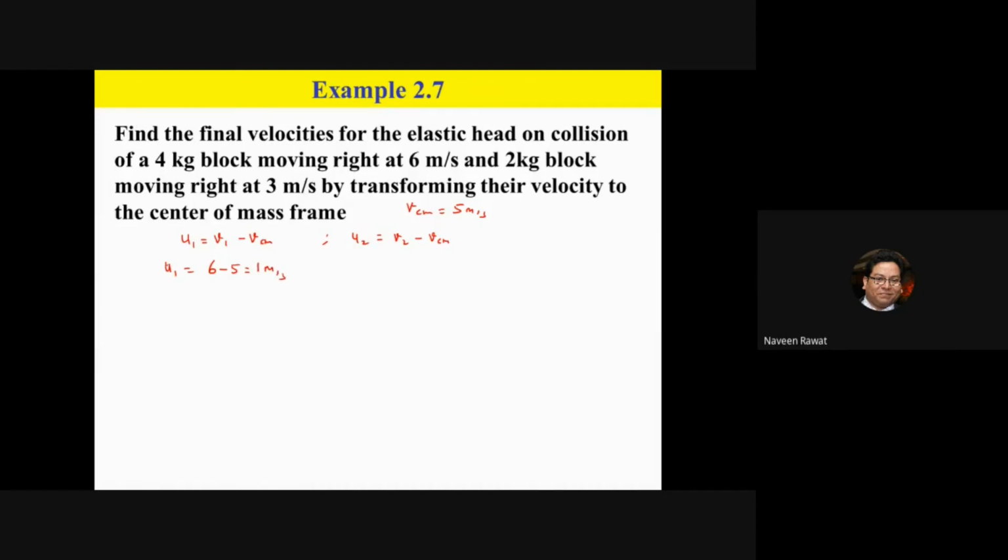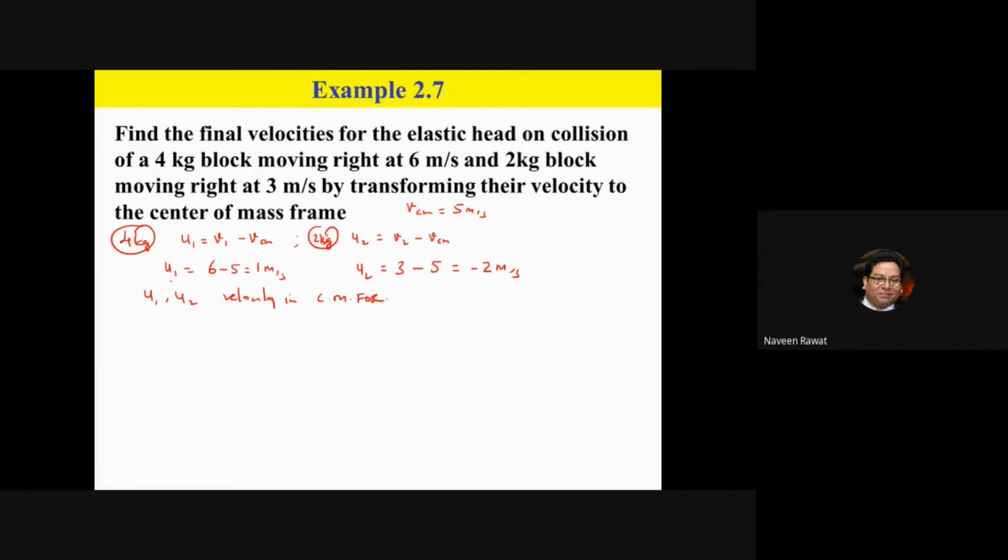That object has mass 4 kg. Now the second one has mass 2 kg. So for this, u2 will be v2, which is 3 meters per second, minus 5 meters per second, which is minus 2 meters per second. So now you have u1 and u2, which are the velocities in the center of mass frame of reference.